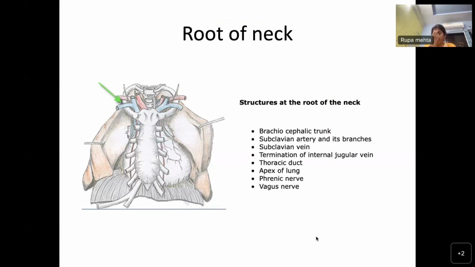Now, just a brief mention about the root of the neck. The thoracic inlet, or the superior neck aperture, through which these structures, the brachiocephalic trunk, the subclavian artery and its branches, subclavian vein, internal jugular vein, distal part of thoracic duct, apex of lung, phrenic nerve, and vagus nerve, all traverse in the root of the neck.